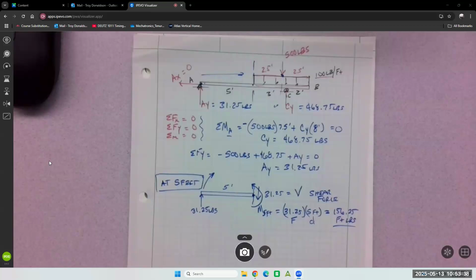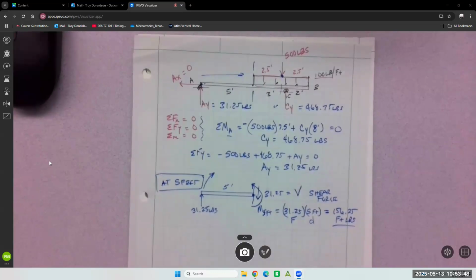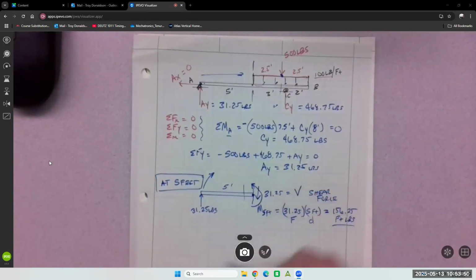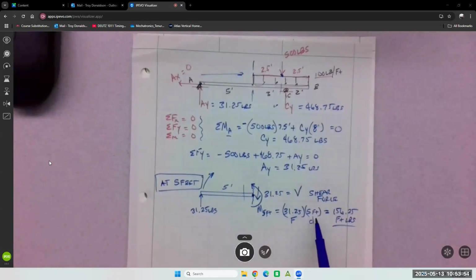So this is like the manual way to do this, or the by-hand way, where you pick a spot and you do the moment, right? You figure out the bending moment. Like you could do it at 4 feet. What would it be? It would be 31.25 times 4, right? You could do it at 3, at 2, at 1. You can do it at any spot you want.